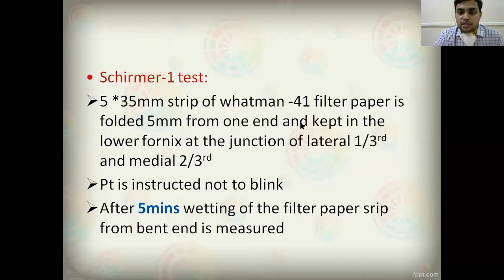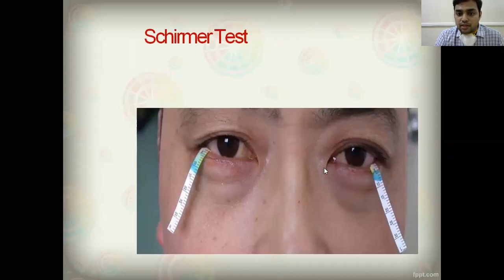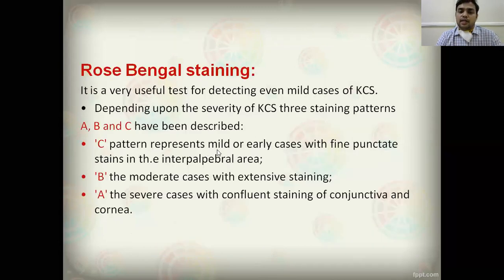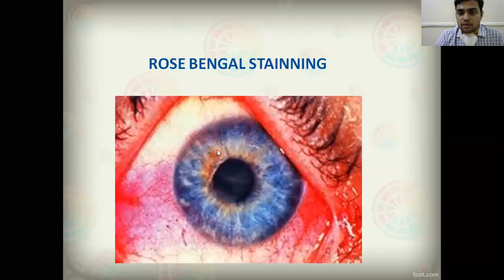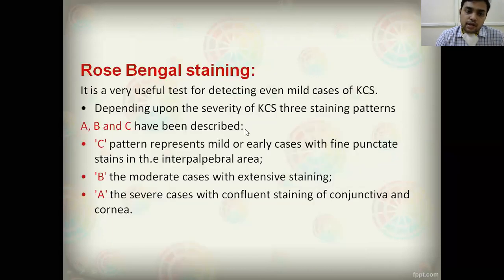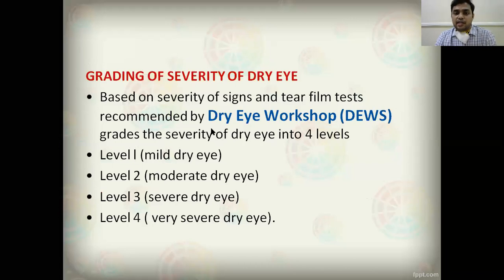And second one is Schirmer's test. We observe the wetting of the strip. If it is more than 15 mm, it is normal. If it is between 10 to 15 mm, it is mild. If less than 5 mm, it is severe. And Rose Bengal staining, various patterns are there to identify the severity of the keratoconjunctivitis sicca. And the last one is grading by the Dry Eye Workshop. It is graded into 4 types.